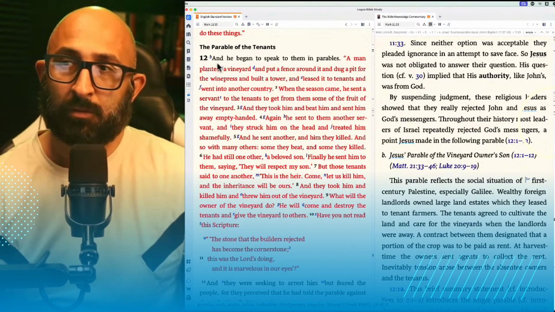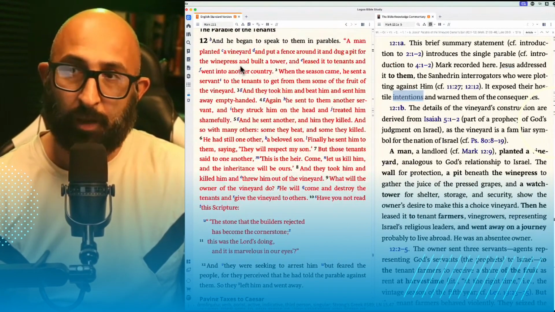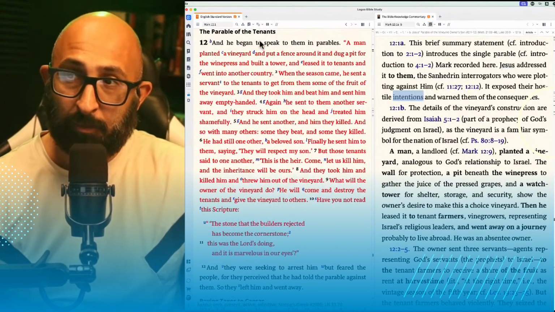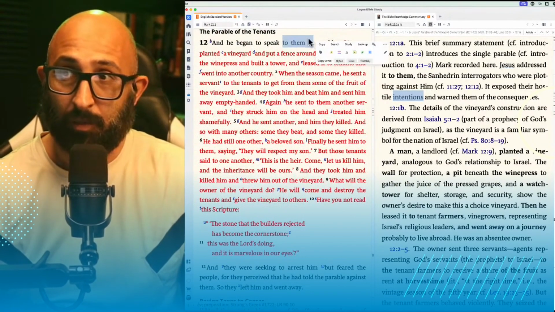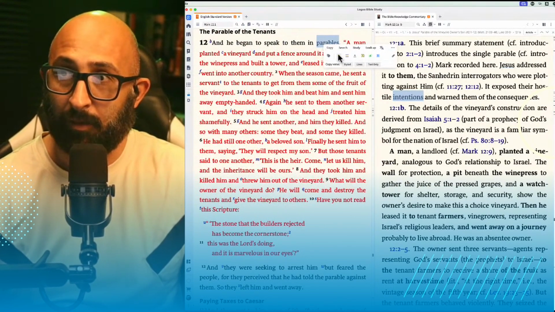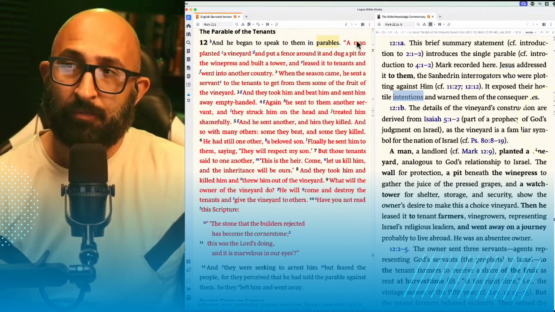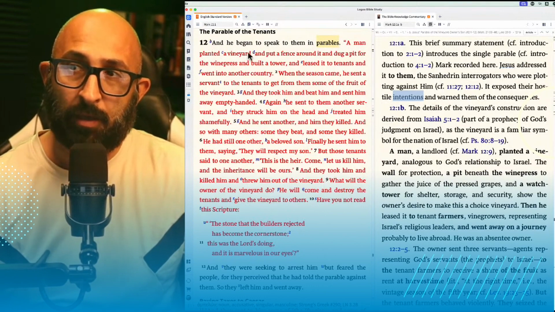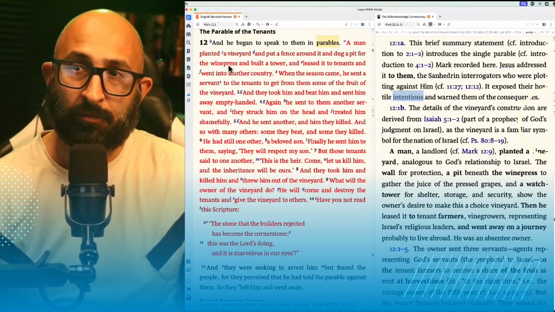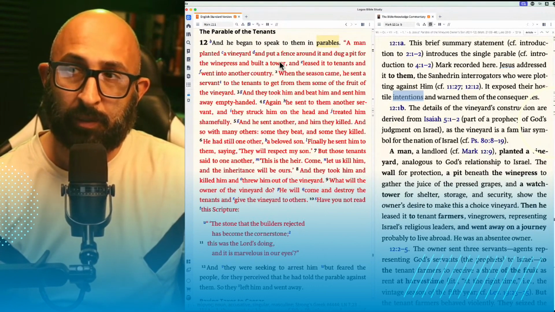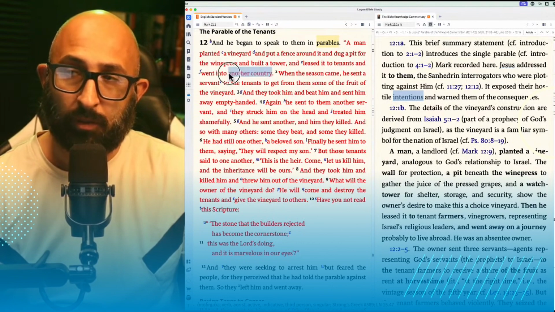Mark 12, 1-12. That's the whole parable. And he began to speak to them in parables. That's a key word. It's highlighted. And here's the parable he gave. He says, a man planted a vineyard and put a fence around it and dug a pit for the winepress and built a tower and leased it to tenants and went away to another country.